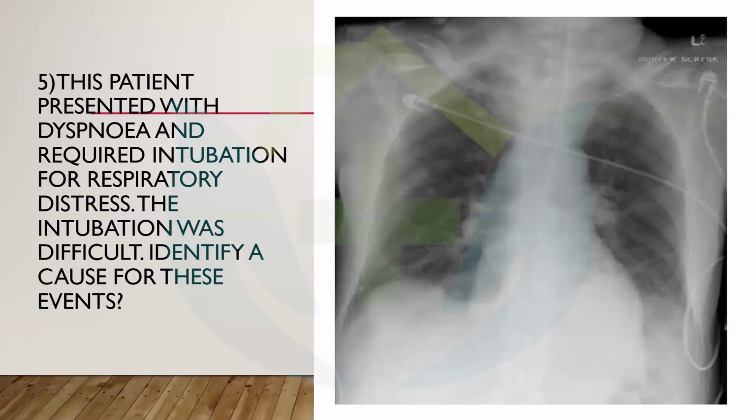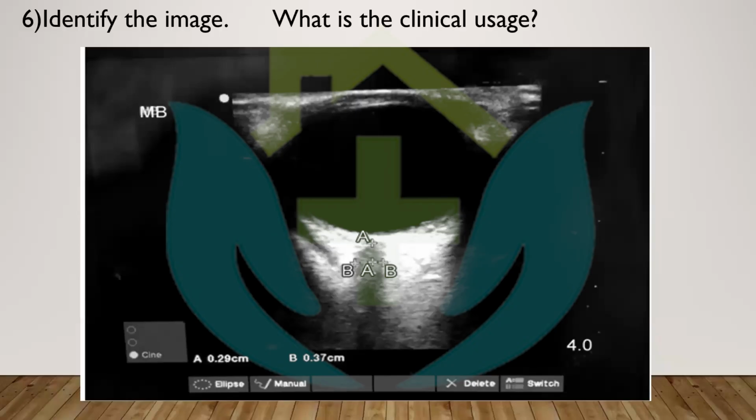This patient presented with dyspnea and required intubation for respiratory distress. Intubation was difficult. Identify the cause for this. The cause of difficult intubation. The tube is esophageal. I can see only the central line, left IJ. Okay, your time is over. You could not complete; one more question was there.